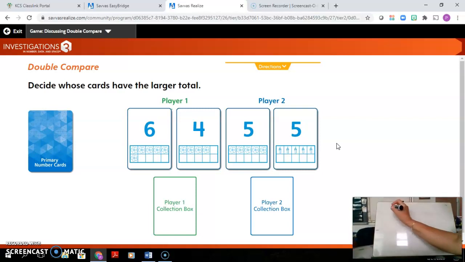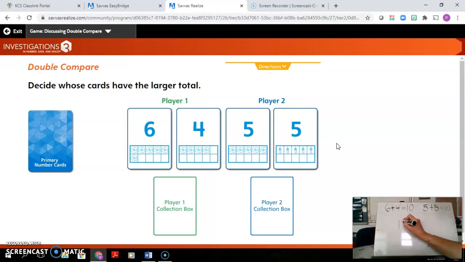All right, and we're going to put player 1's numbers. 6 plus, there's our plus sign, 4, and if we combine those two numbers together, what does that equal? It equals 10, and then we're going to write an equation for player 2's cards. This is an addition equation. 5 plus 5 equals 10.